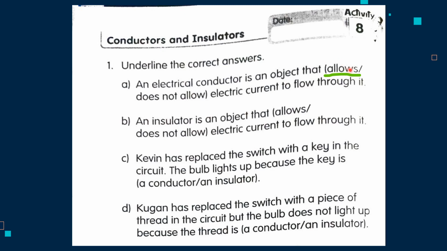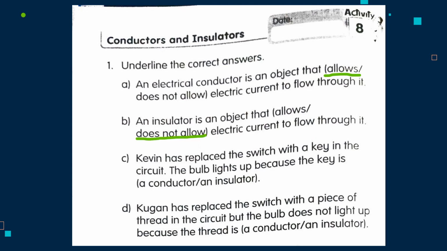Jadi awak kena pilih jawapan dia allow ataupun does not allow. An electric conductor is an object that, jadi kat sini saya dah bagi satu contoh. An electric conductor is an object that allows electric current to flow through it. So you underline the correct answer. B. An insulator is an object that allows or does not allow electric current to flow through it. You choose the answer. Insulator allows or does not allow.